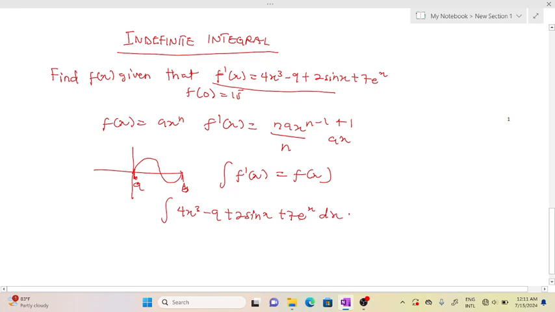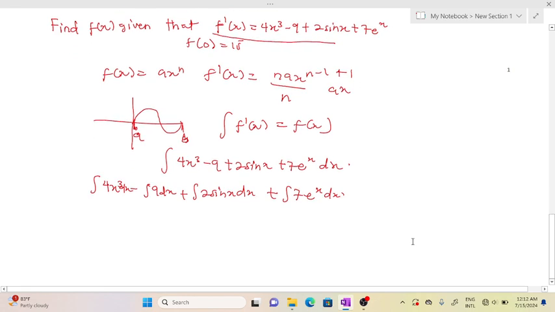So by principle of integration, this can be decomposed into separate integrals, as integral 4x cubed minus integral 9 dx, right? Plus integral 2 sine x dx plus integral 7 e to the power x dx. Okay, so once you decompose them, all of them will have a single constant of integration. Okay, a single constant.